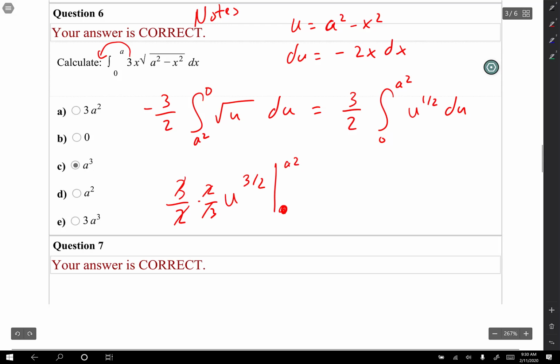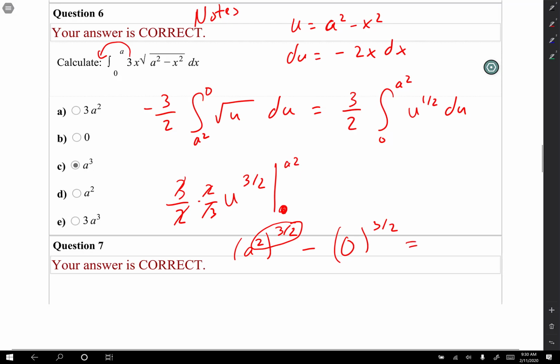So let's do the a squared first. So a squared to the 3/2 minus 0 to the 3/2. So I guess that's 0 there. But whenever you have an exponent raised to an exponent, you multiply them, guys. So a squared times 3/2 is just going to be a cubed. So a cubed.